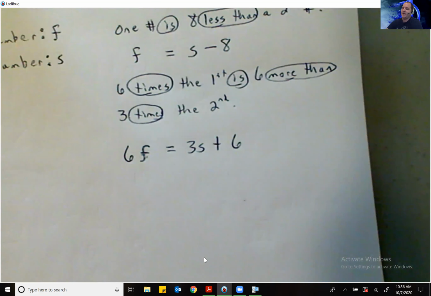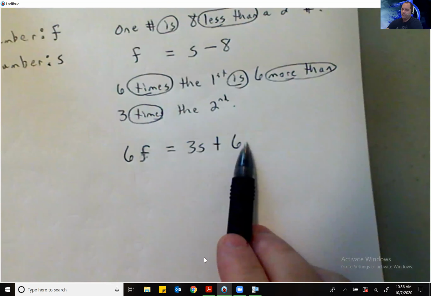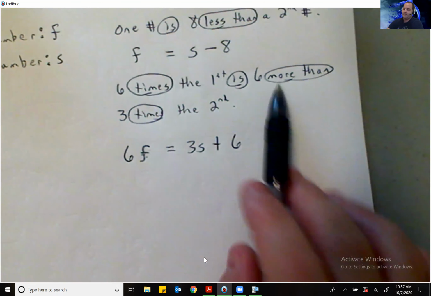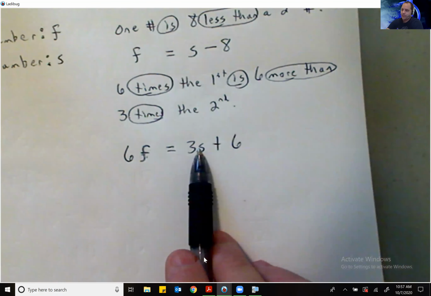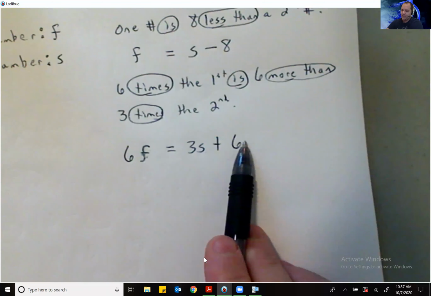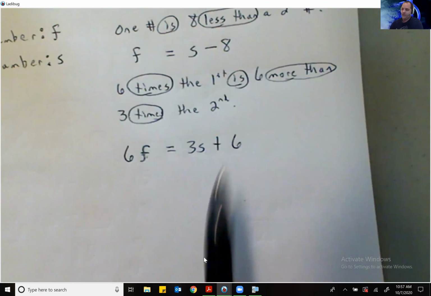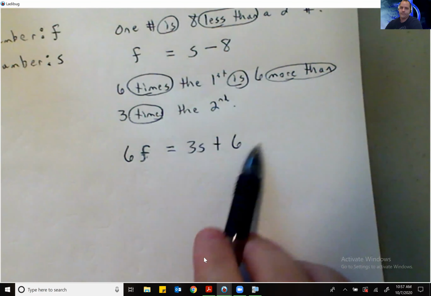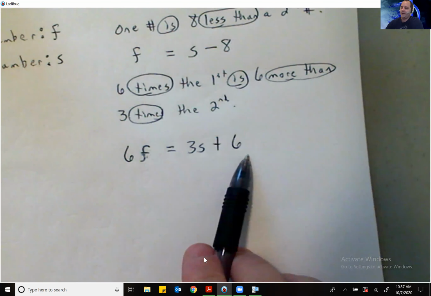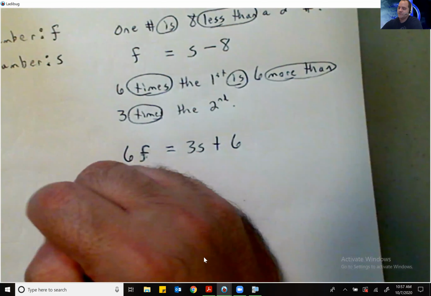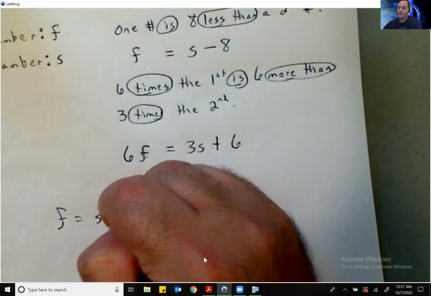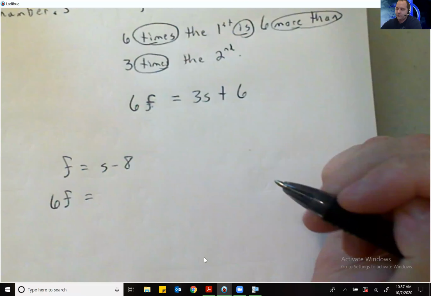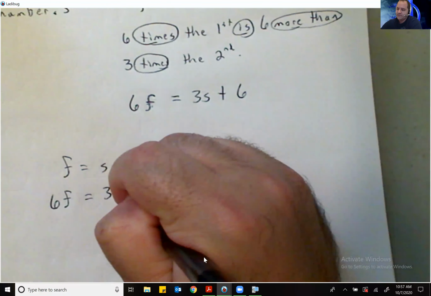If you also have 6 plus 3S, that'll work, because again, remember when I talked to you guys about addition, it doesn't matter how we add. 2 plus 3 is the same thing as 3 plus 2. But this is what it really represents mathematically. This is the correct form. So now we have our 2 equations. F equals S minus 8. The hard part is done. And 6F equals 3S plus 6.